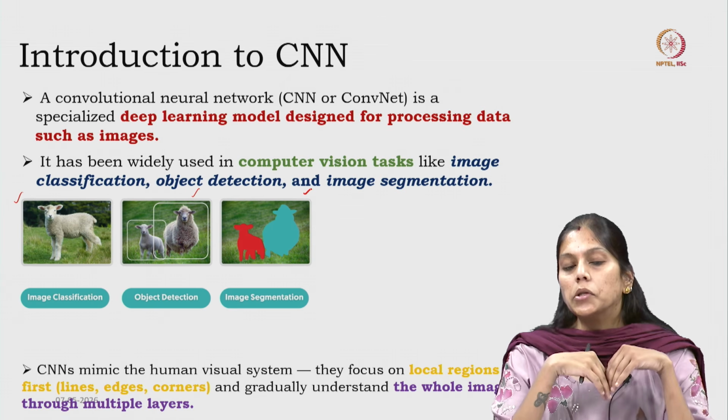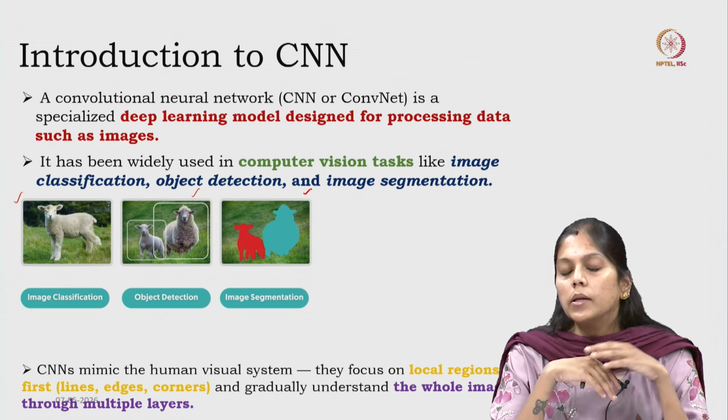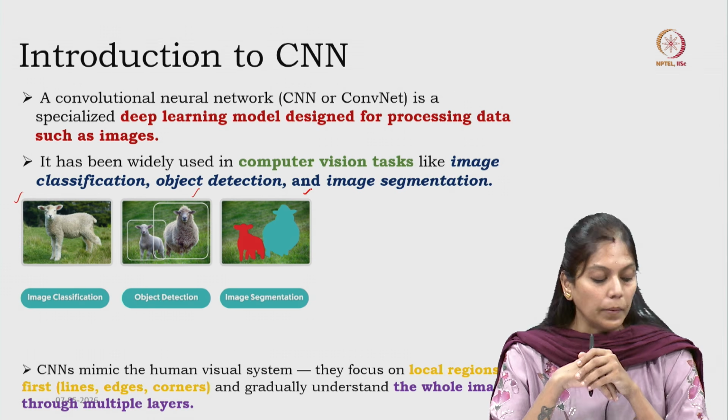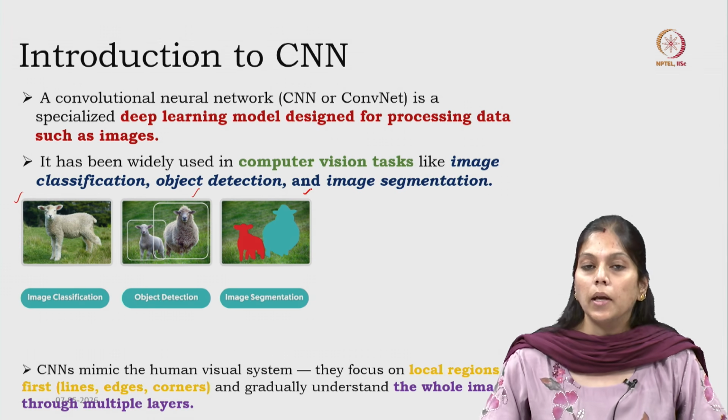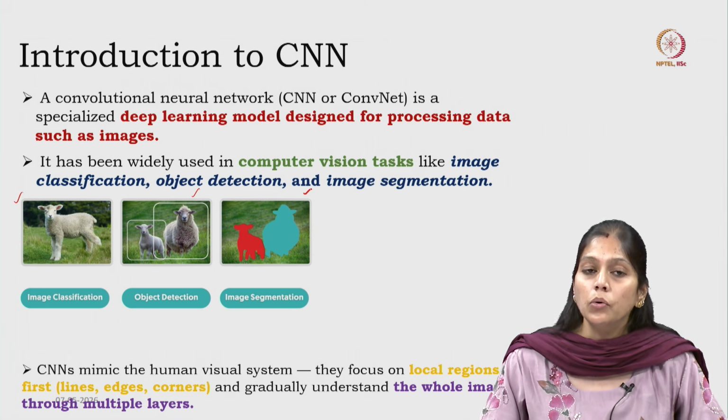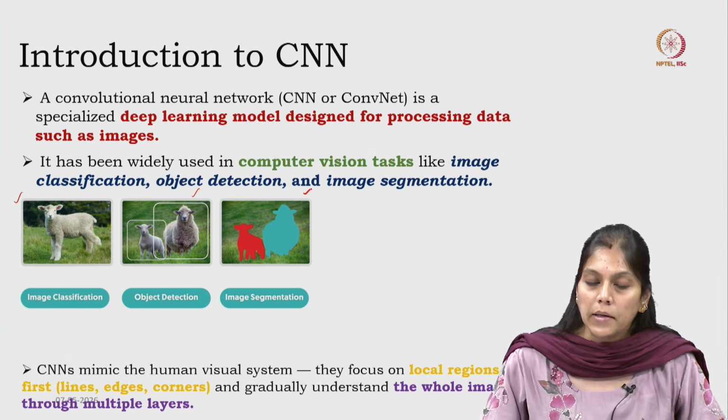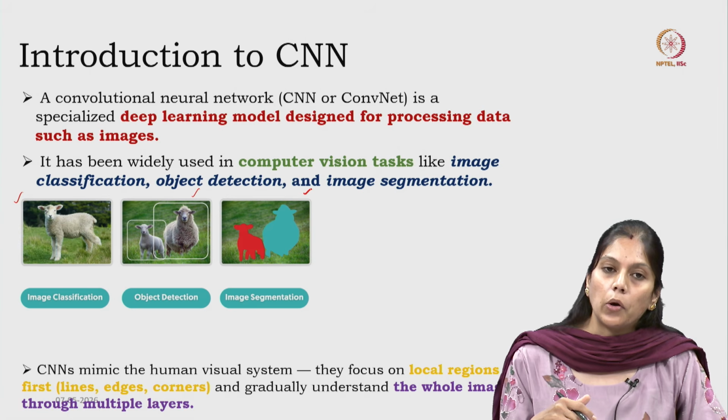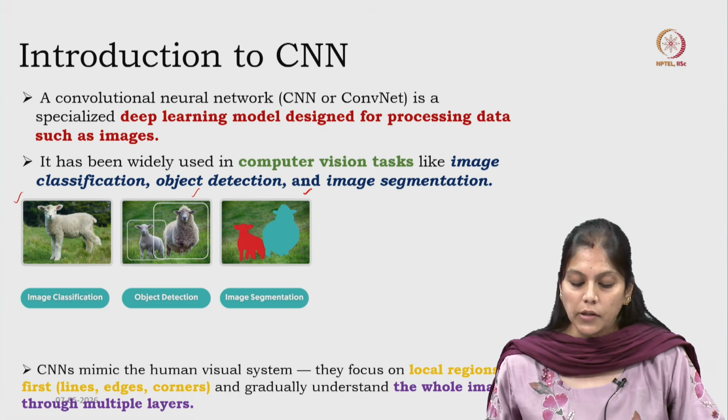For image segmentation also we will be using a CNN based model only. So these are some of the applications where CNN can be used. It is not just for classification. We can also go for object detection and for image segmentation.